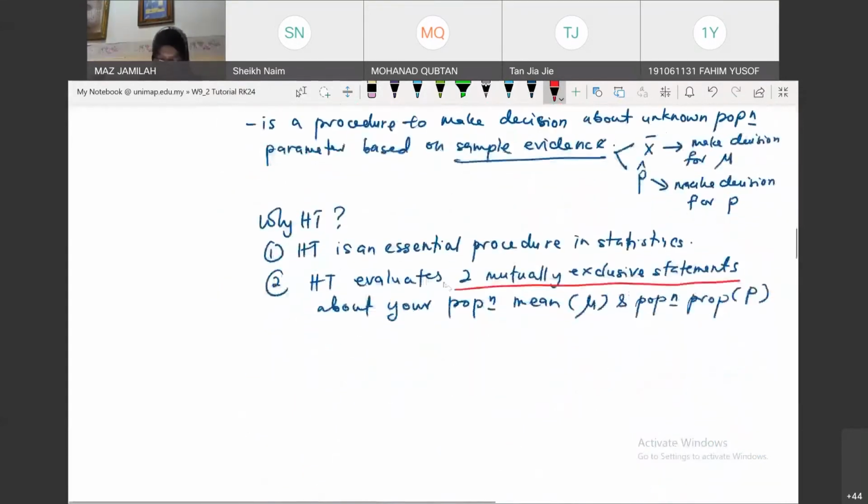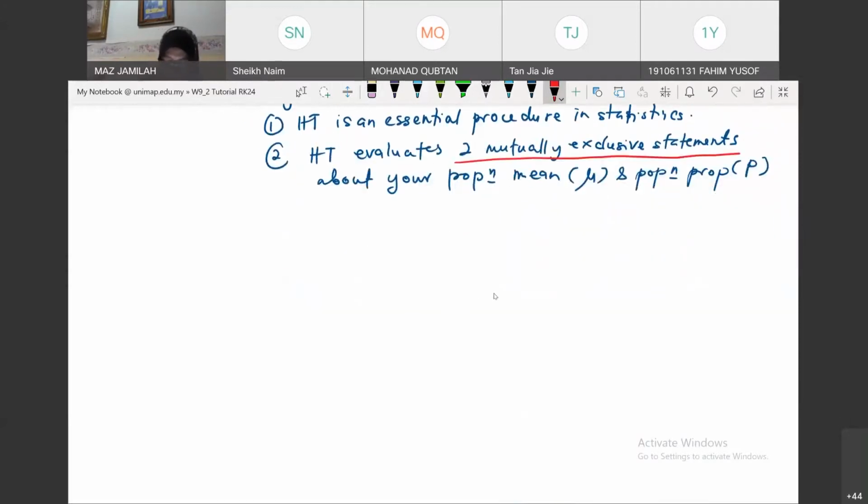Now, we know that we are going to follow a procedure, and that procedure will involve a few steps, and those steps will involve two mutually exclusive statements. What kind of statements? If I put them in terms of statistical statements, the one is the null hypothesis, and the other one is the alternative hypothesis.